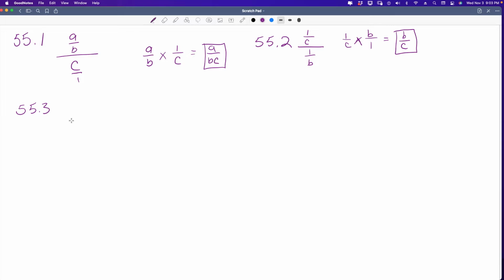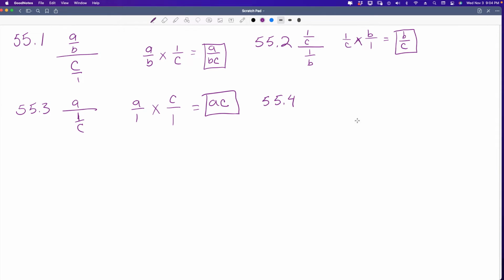55.3. We have a over 1 over c. We flip it, right? We say, all right, this is a whole number, so we're going to keep it, a over 1. Change the sign and do c over 1 because we're flipping this, right? So now we have a times c, but 1 times 1 is a denominator of 1, which we know anything over 1 is a whole number, so we don't have to put this over 1. This is our answer.